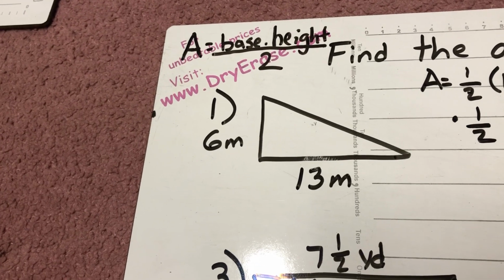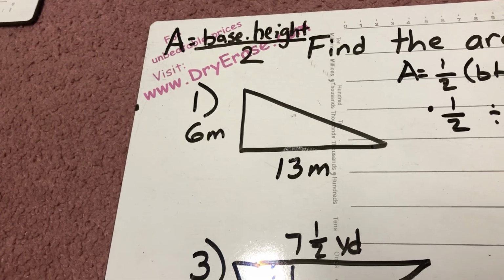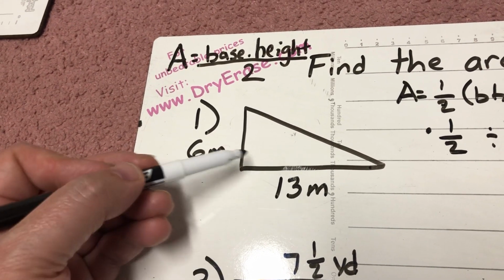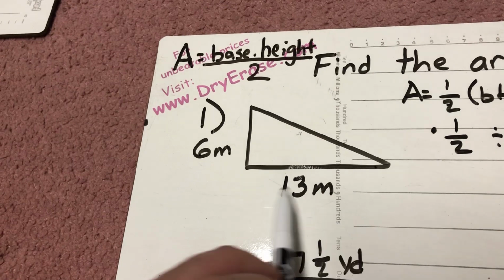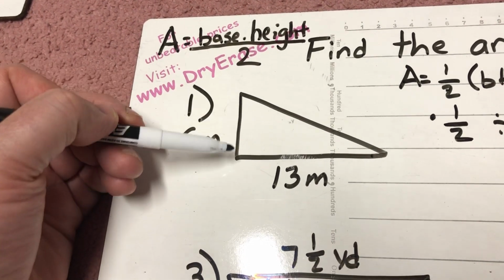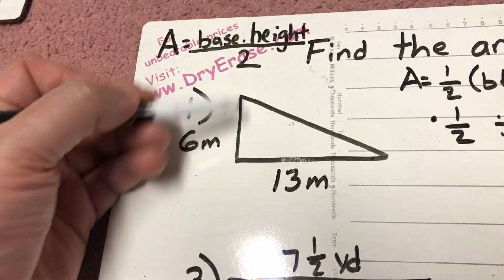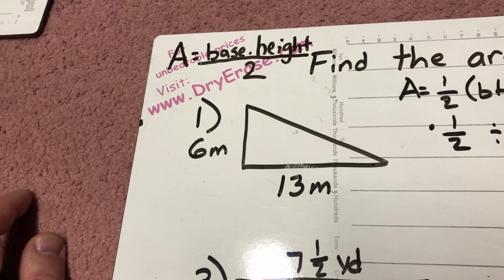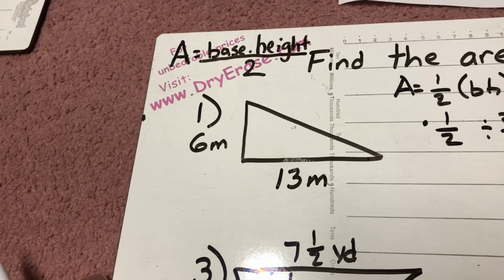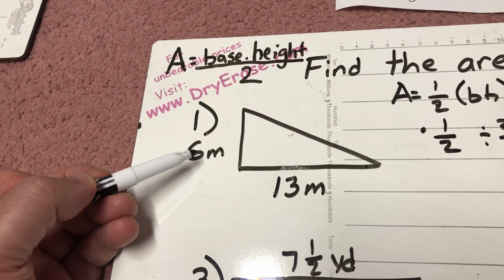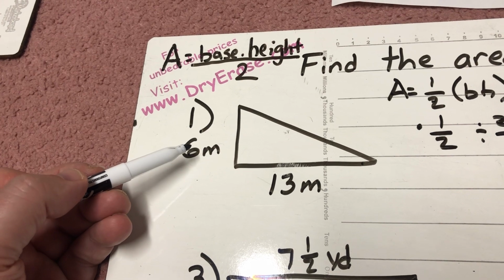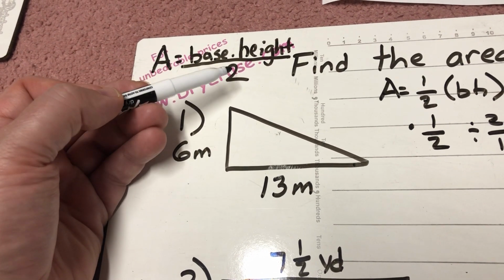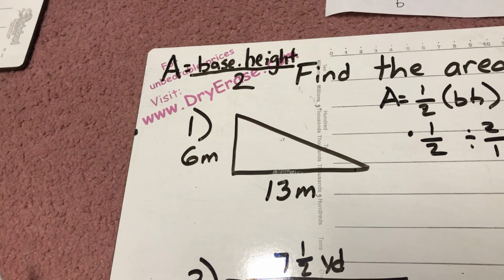Now, I want to point something out here because it's just common sense, and I want you to make it as simple as possible. If one of the numbers, one of the dimensions, either the length of the base, which in this case is 13, or the height of the triangle, which in this case is 6, if one of those numbers is easily divisible by 2, my recommendation is that you do that first. So in this situation, 6 is easily divisible by 2. 6 divided by 2 is 3.